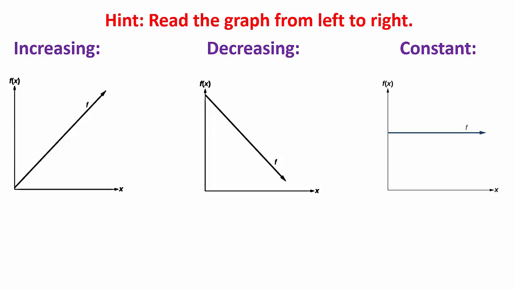The example on the right is a constant rate of change. In other words, it's not going up and it's not going down, it's remaining constant. And so this would be an example of a y equals 3 equation of a line.